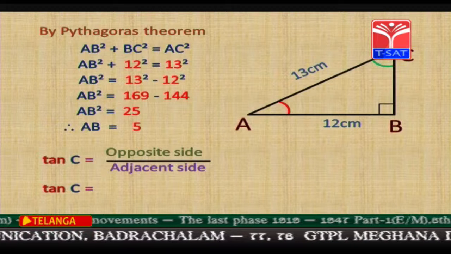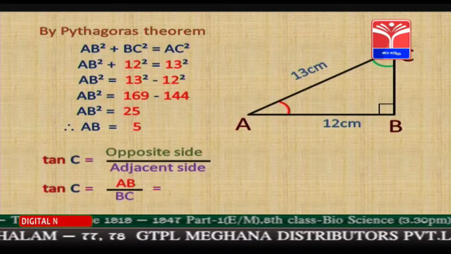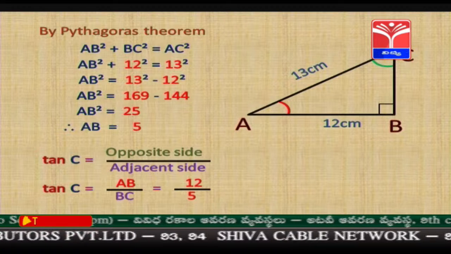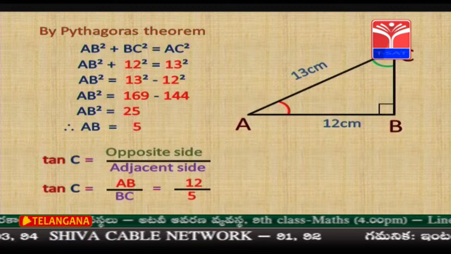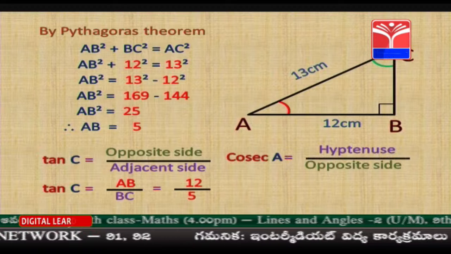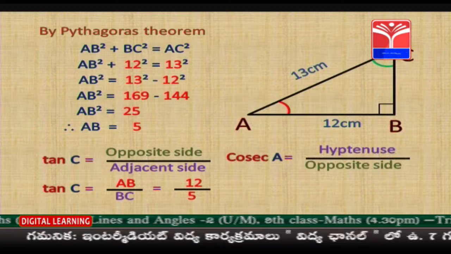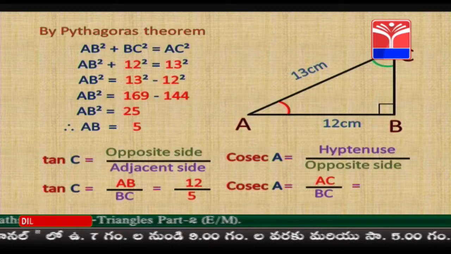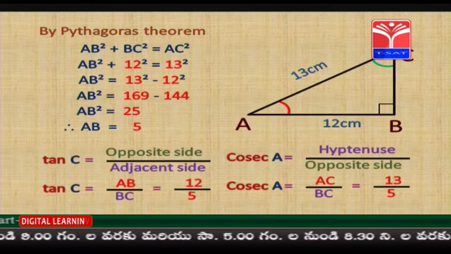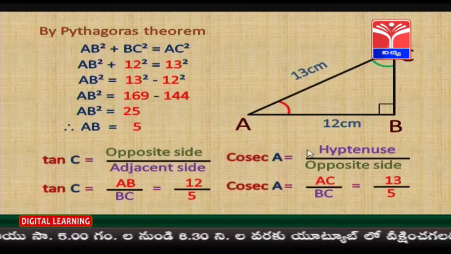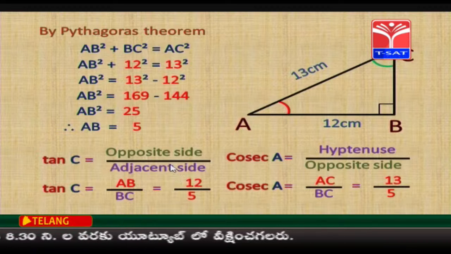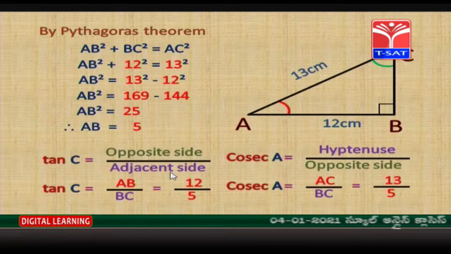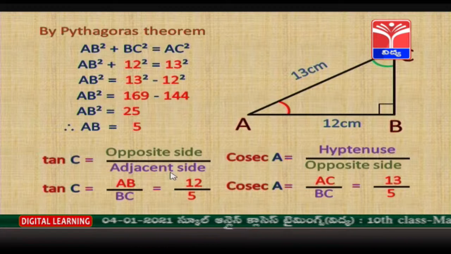Tan C, opposite side by adjacent, AB by BC. AB is how much here? 12 and BC is how much here? So, 5. So, tan C is equal to 12 by 5. Now, I have to talk about the cosec. Cosec A, hypotenuse by opposite side. Hypotenuse is 13 and the opposite side is how much here? AC by BC, which is equal to 13 by 5. That means, when the values are given to us, we can find out the ratios of the particular angle, and even if one of the ratios is given, we can find out the remaining sides as well as the ratios of it in trigonometry.